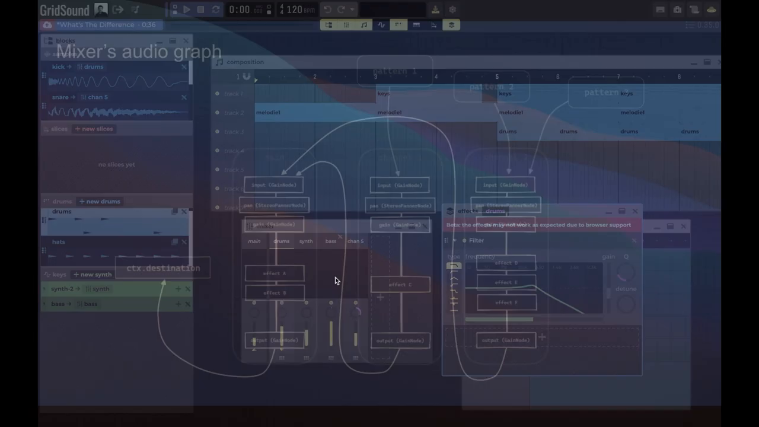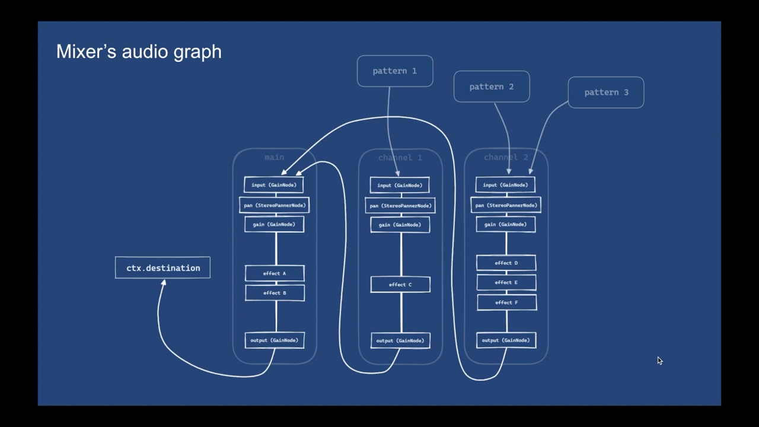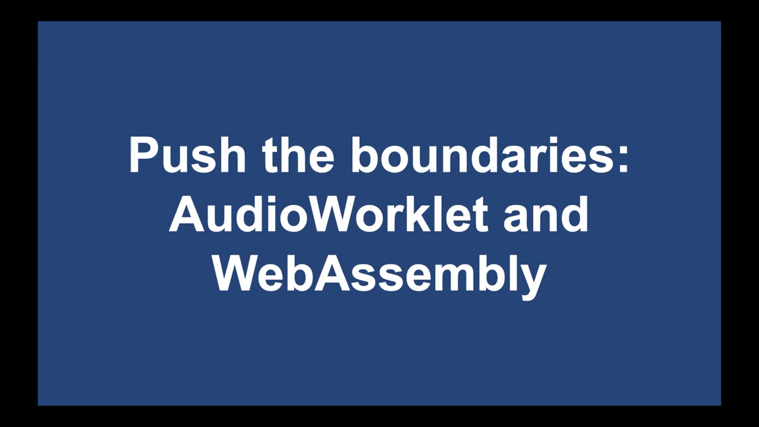Okay guys, so it's the end of the mixer and the features part. Now we will talk about the future choices we will make and how we want to use the Web Audio API for the future implementations. During the development of GridSound, we realized that for some features we wanted to develop, we couldn't just use the native tools from the Web Audio API. So now we will start to use audio worklets and WebAssembly.